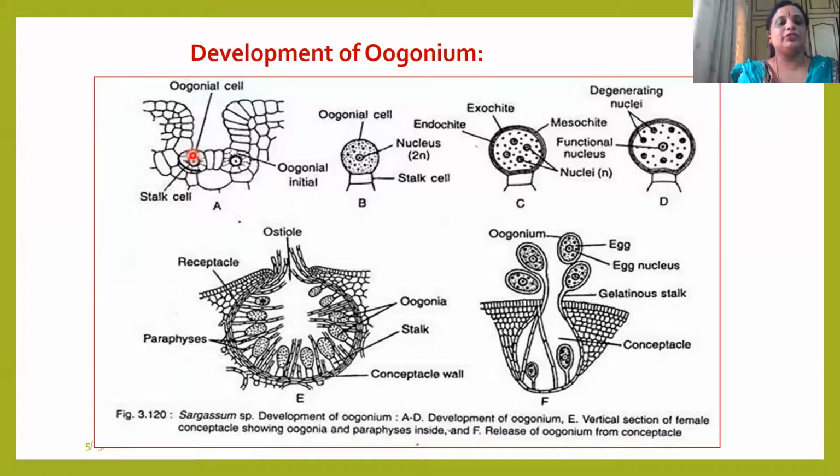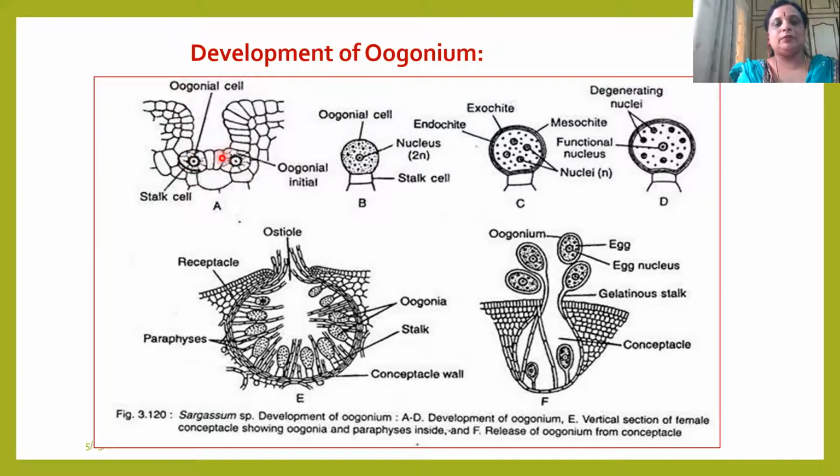They have a reserved food material inside them, and such cells which have been distinguished are called oogonial initials. These oogonial initials are produced inside the cavities, where these cavities are formed on the receptacular branches. Some cavities are formed at the lower or inner side of this cavity wall.